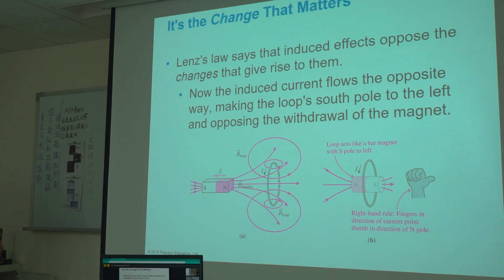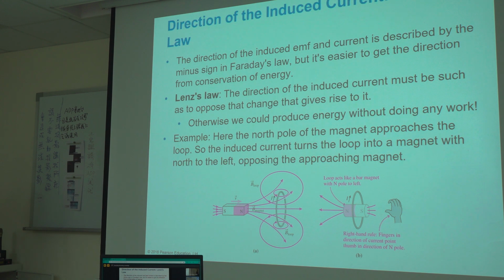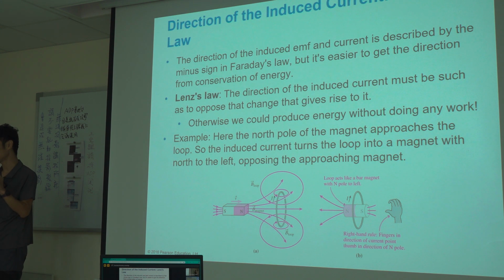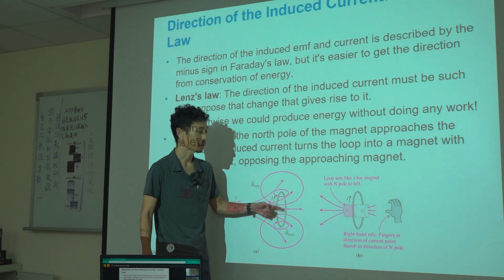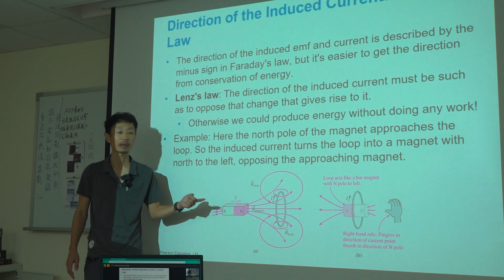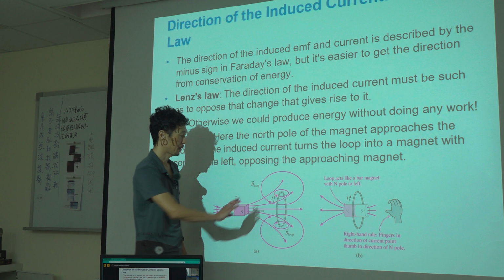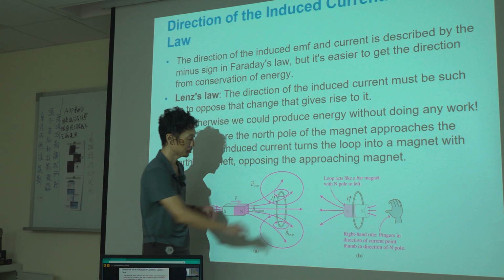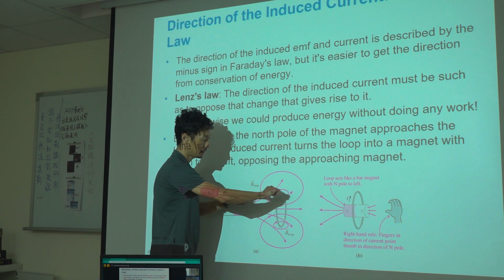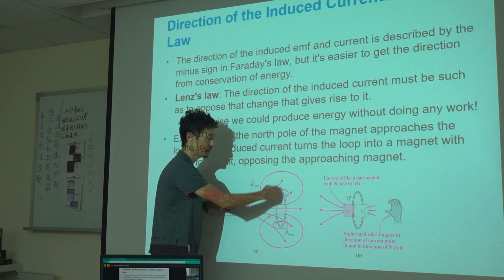Okay, and then Lenz's law: the direction of the induced current is to oppose the changes that give rise to it. So if the magnet is coming in, so the magnetic field here is increasing, then the current is going to run to oppose it. So N is coming here, right? So you don't want N to come in. So N is going to be like this. So the current is going this way.